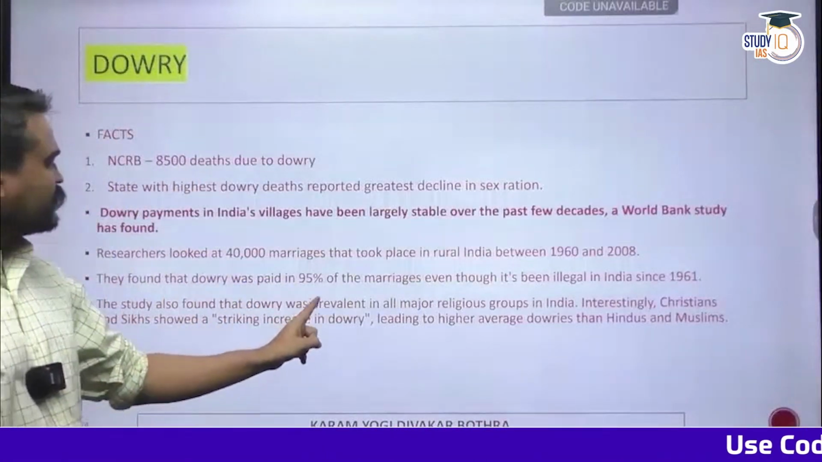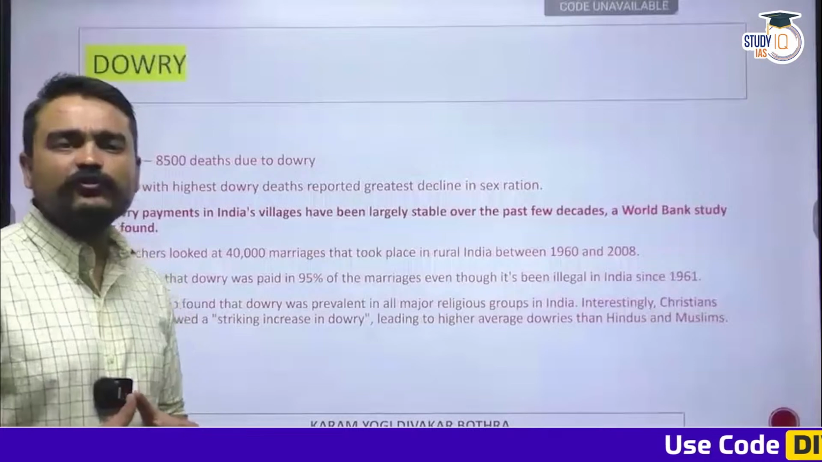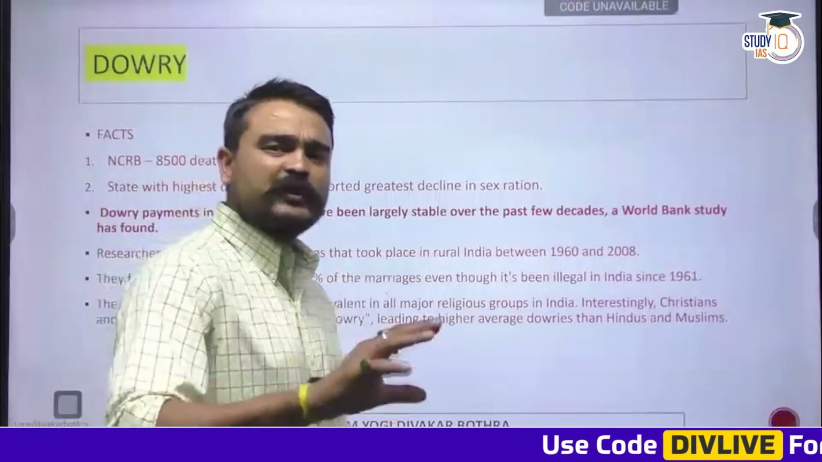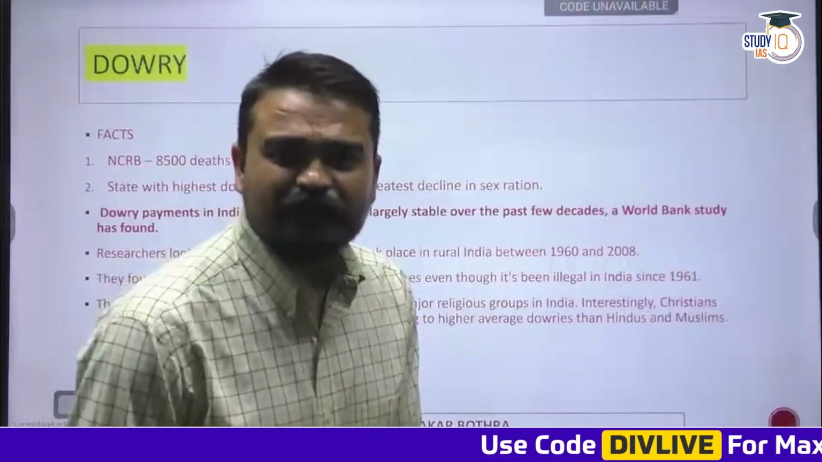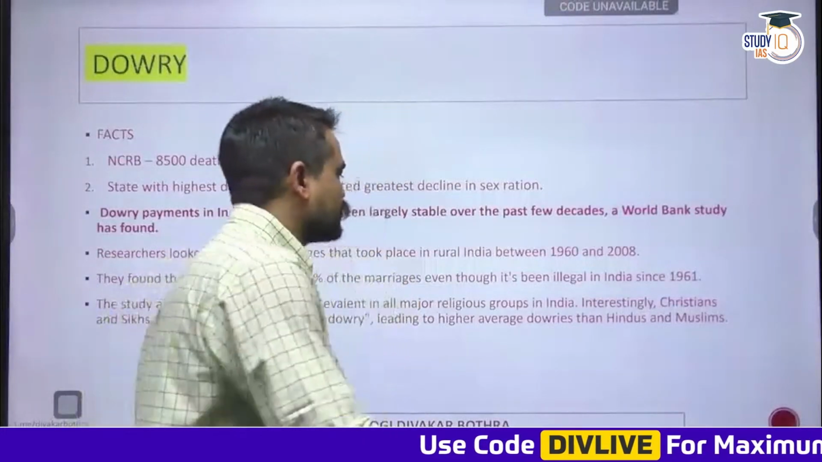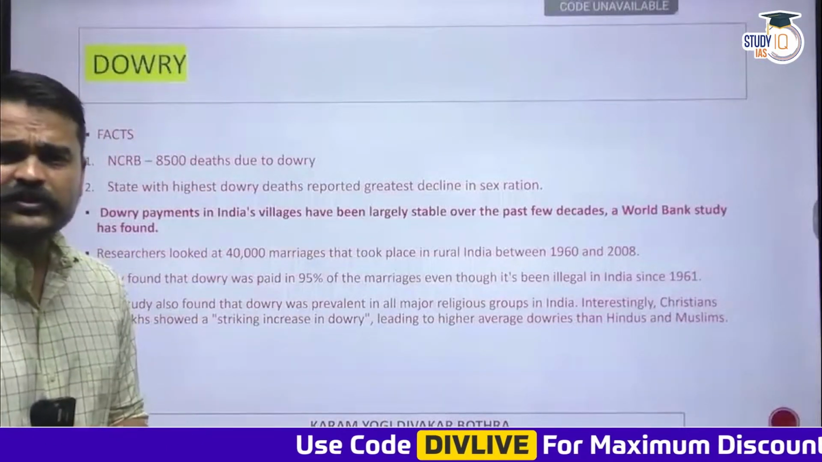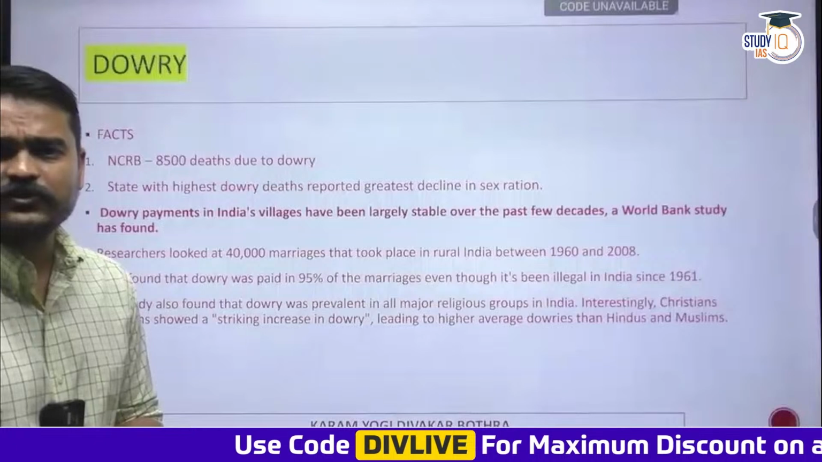The study also found that dowry was prevalent in all major religious groups. Nobody was an exception. Therefore, dowry, which was completely a cultural aspect present only in Hindu society, is today a practice present in almost all religions. A survey clearly says this, having studied 40,000 marriages, not 4 or 400 marriages.